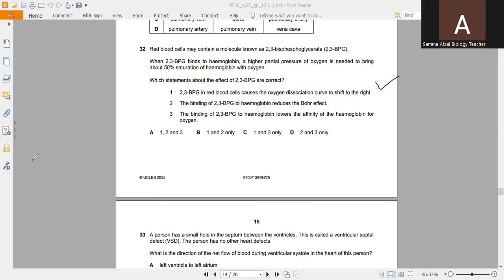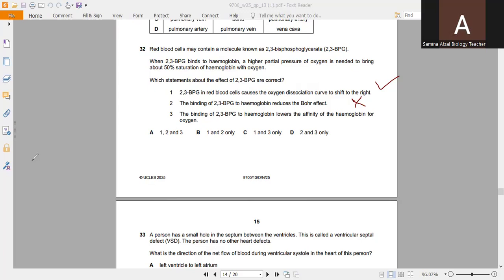Statement number 2 is: the binding of 2,3-BPG to hemoglobin reduces the Bohr effect. The Bohr effect describes the reduction in oxygen affinity caused by high carbon dioxide and low pH. So 2,3-BPG interacts with hemoglobin to promote oxygen delivery to unloading tissues alongside the Bohr effect. It does not reduce or inhibit this. So this is the opposite of the effect.